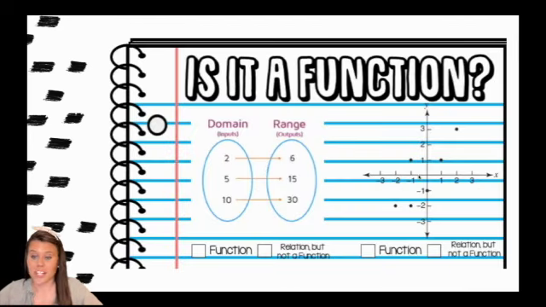We're back. So here's what we're going to do. We're going to go through all these. We're going to talk through them. We're going to see how you did. This one is a function because you have a 2, a 5, and a 10. It does not repeat any x values, so we are good to go.